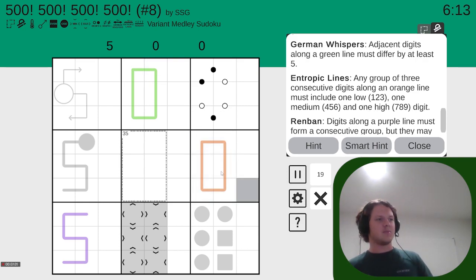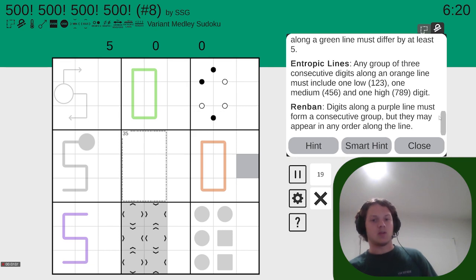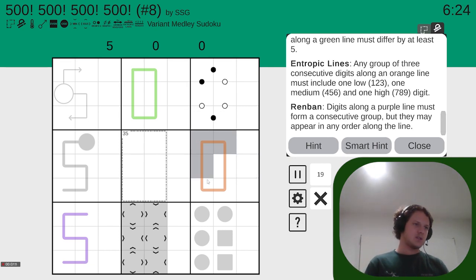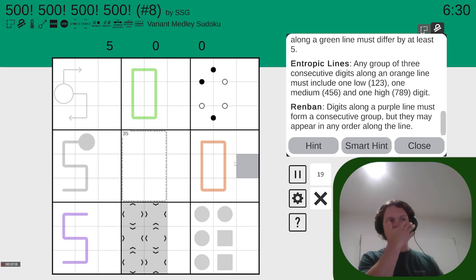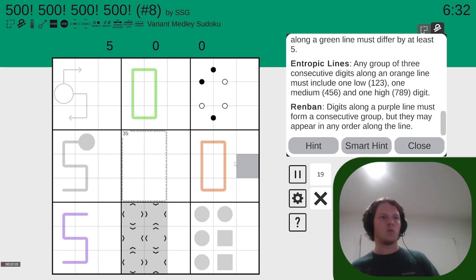Whenever I'm solving something, I will hopefully refer to what clue it is. And the clue should be in the description if you want to go and read it, so you can further understand. Entropic lines. Any group of 3 consecutive digits along an orange line must include 1 low, 1 medium, and 1 high digit.